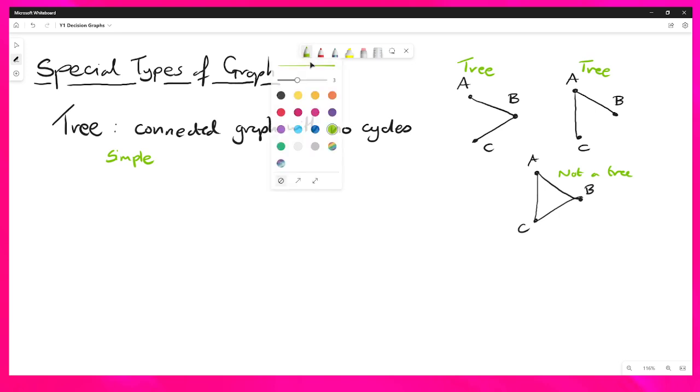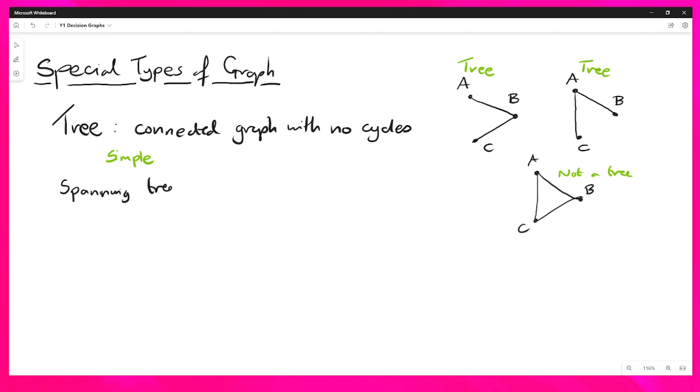Now there is a specific type of tree that refers to a graph itself, and that's a spanning tree. This is a tree that is a subgraph of a larger graph, and it must contain all the vertices in the original graph.